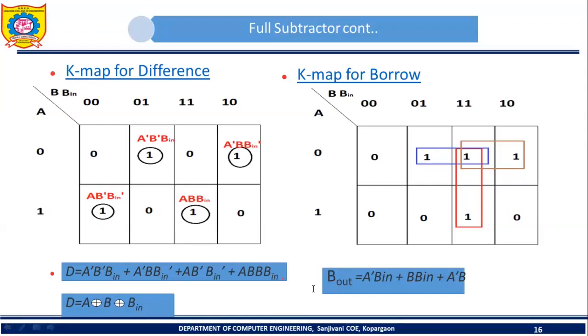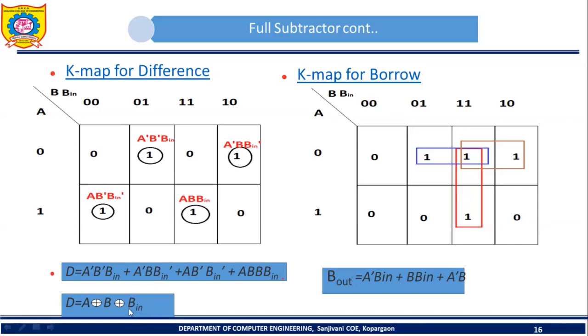Welcome everybody. Today I am going to explain how we can implement a full subtractor. In case of a full subtractor, we know that there are two outputs. First one is difference, second one is borrow. So this is the K-map for difference and this is the K-map for borrow. Then from these K-maps, two expressions are obtained, one for difference and the second one for borrow.